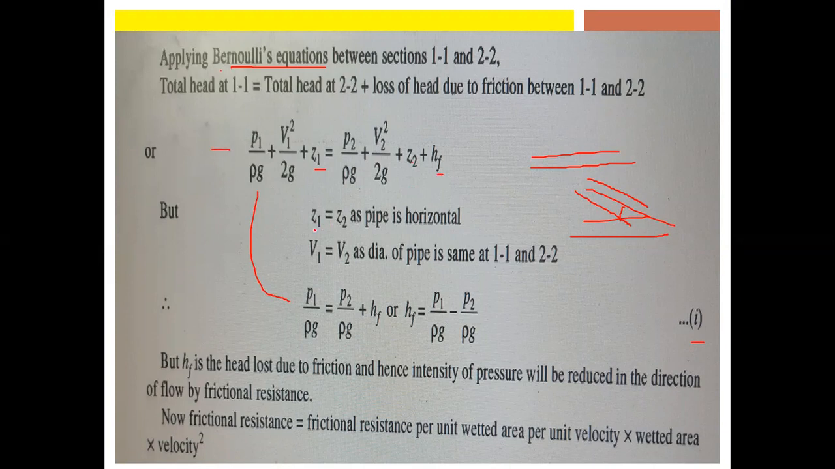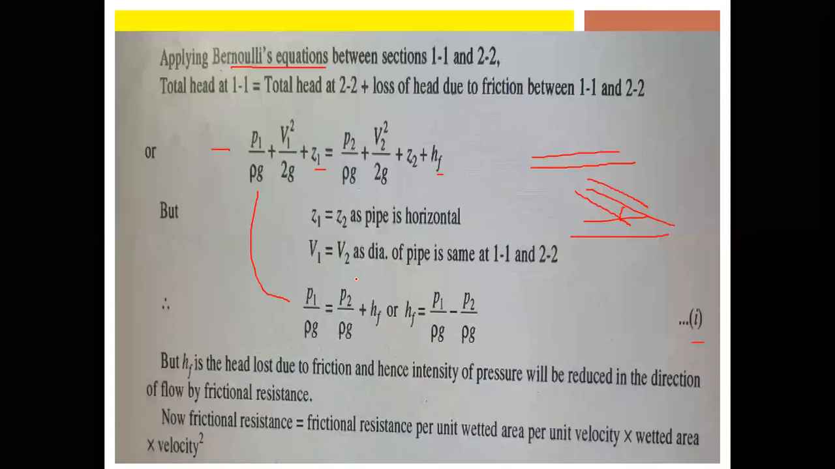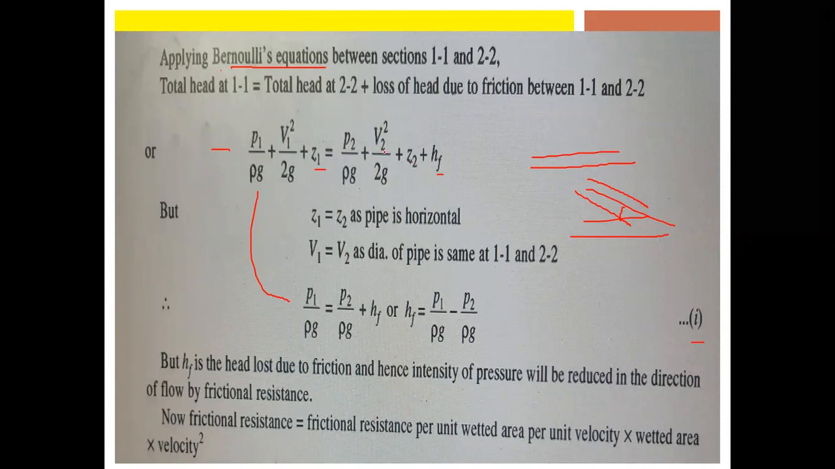So here we have a horizontal pipe, so Z1 is equal to Z2. So these two are of no use. Then V1 is equal to V2. Why? The diameter is the same, the area is the same, so we are taking this common as well. Therefore, the balance is P1 by rho g equals P2 by rho g plus HF.